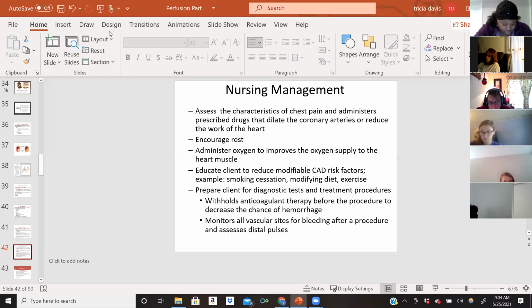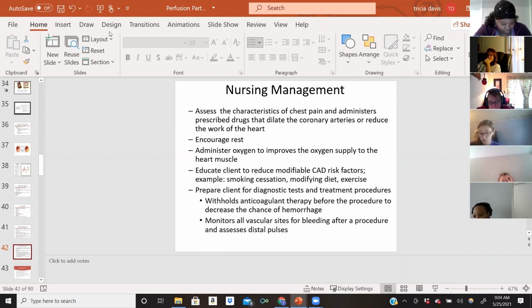And then we're going to administer those prescribed medications that are going to help dilate that coronary artery or reduce the workload of the heart, or both. Sometimes they take medications that do both. We want to preserve their energy. We don't want them to do anything that's going to increase their heart rate if they already aren't getting the proper blood flow through those arteries. So we want to encourage rest.